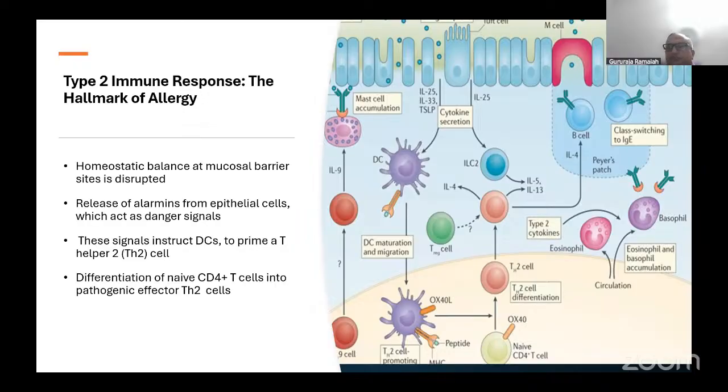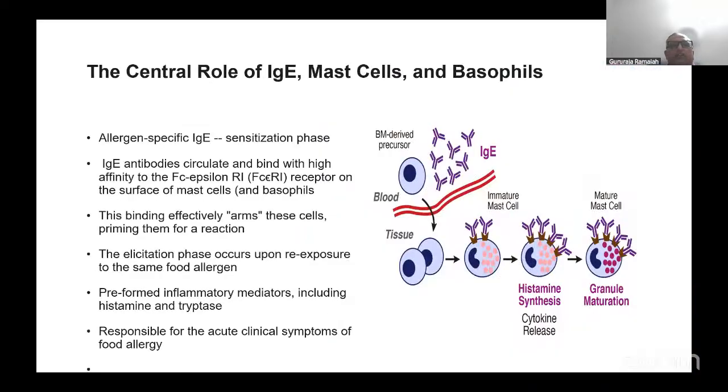So, what is the central role of IgE, mast cells, and basophils? The production of allergen-specific IgE initiates the sensitization phase of allergic response. The allergen protein cross-links the IgE molecules bound to the surface of mast cells and basophils, triggering a rapid and explosive degranulation. This process releases a potent cocktail of preformed inflammatory mediators like histamine, tryptase, and so many. This is followed by rapid synthesis of powerful mediators like leukotrienes and prostaglandins. And these mediators are responsible for acute clinical symptoms of food allergy.